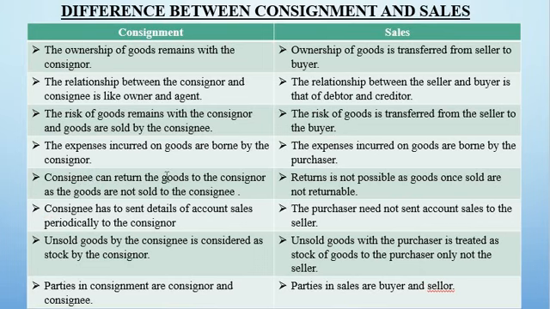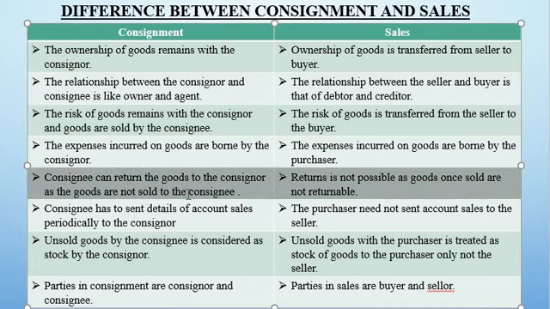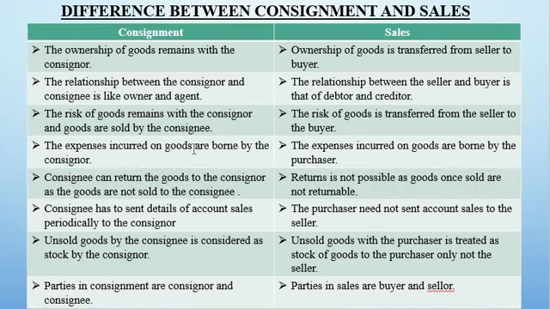Consignee can return the goods to the consignor as the goods are not sold to the consignee. Now here, suppose the consignee has received 100 goods for sales. If the consignee has sold only 95 goods and 5 goods are remaining with the consignee, in that case those 5 goods can be returned to the owner, that is the consignor.